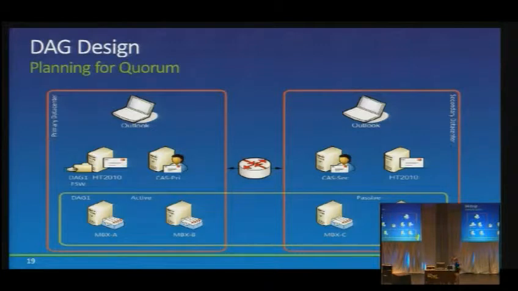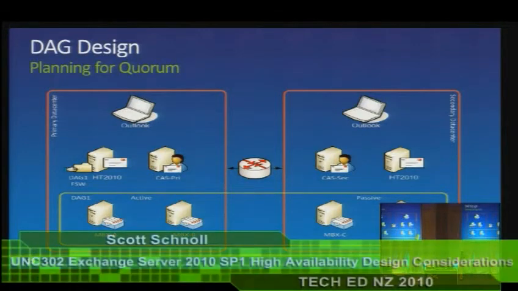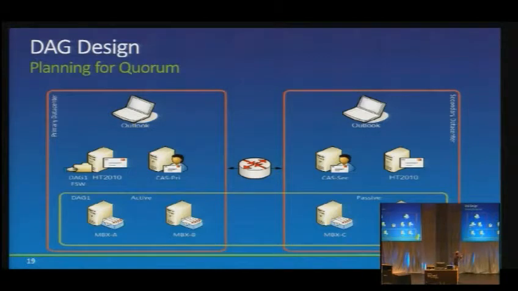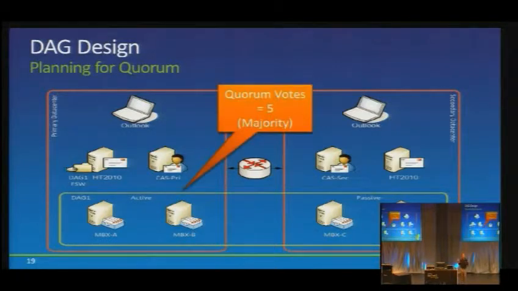But the basics of this is, here's my DAG. I've got a DAG with 4 mailbox servers. It's extended across 2 sites. Here's mailbox server A, B, C, and D. And because this is a DAG with an even number of servers, I also have my witness server right here that's external to the DAG. So from a quorum perspective, I've got 5 elements or 5 voters. Okay? So a quorum of 5 will get me the majority.